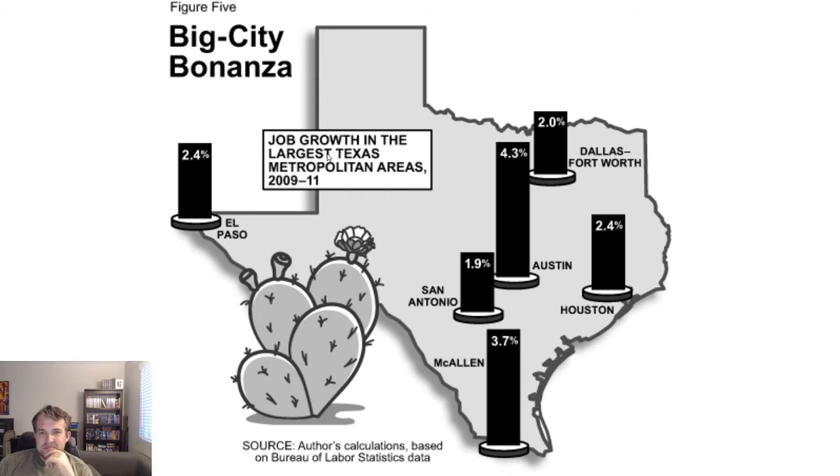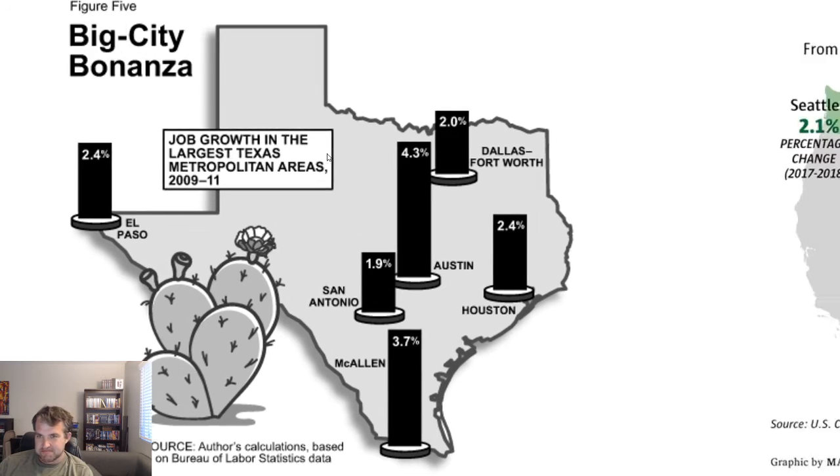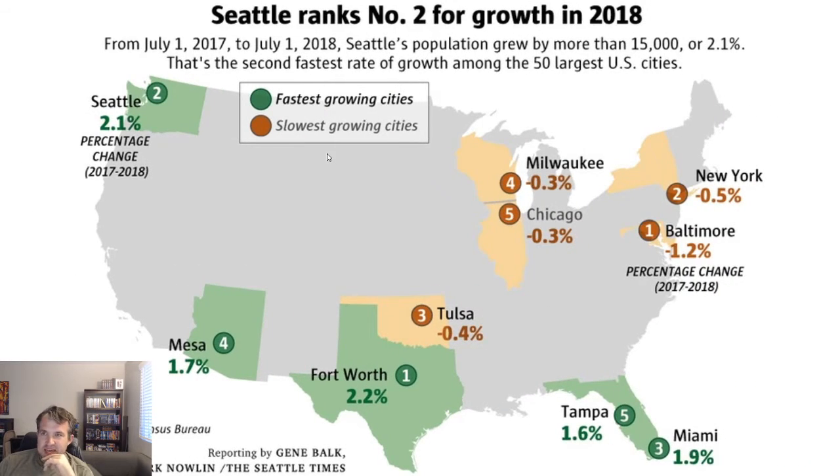All right, and then big city bonanza. So job growth in the largest Texas metropolitan areas. So Austin's growing a lot, McAllen's growing a lot. Yeah, Texas, super big growing place. All right, Seattle ranks number 2 for growth in 2018. So yep, Seattle's growing a lot. Florida's growing a lot. Texas is growing a lot, but Midwest cities, not so much. Baltimore, ooh, not growing at all. Going down.